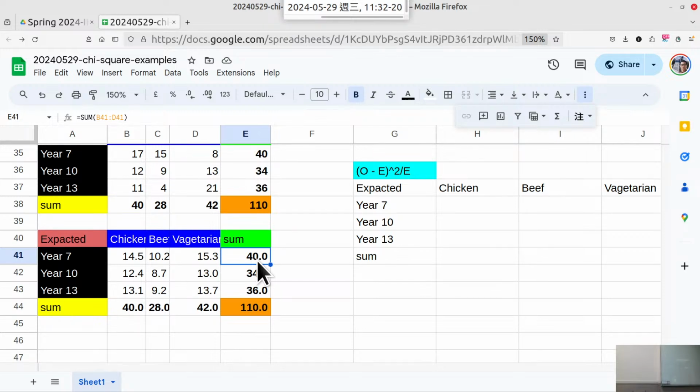And now we are going to calculate the observation minus expectation. Take the square value, then divided by expectation. Click here.